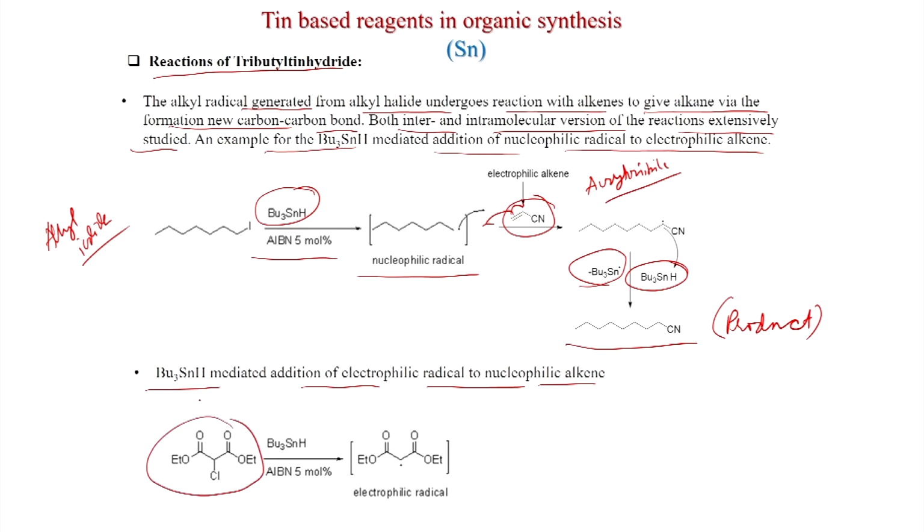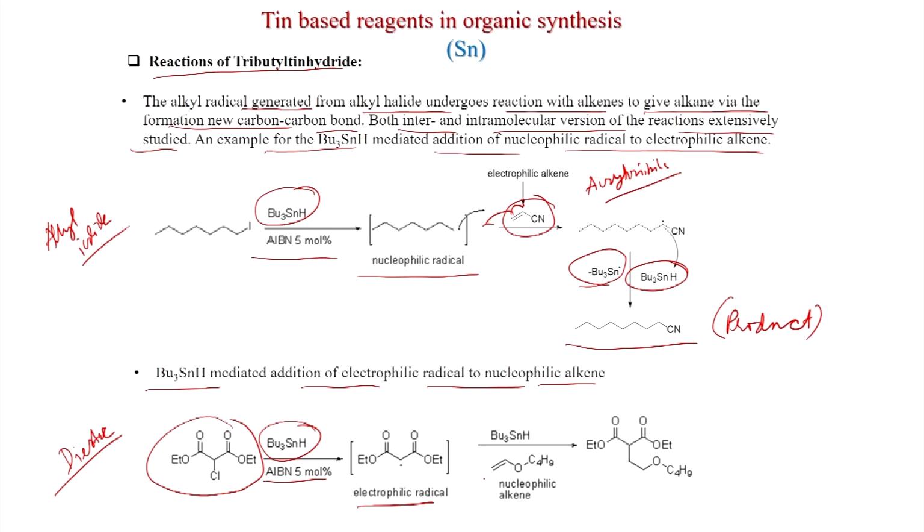This is the diester, and with tributyl tin hydride and AIBN 5 mole %, you can generate this electrophilic radical. Now if you put in a nucleophilic alkene, so this is an electron rich alkene, and here also the electron goes like this. So, you get a radical here, and that radical again will react with tributyl tin hydride like earlier, and you get this product.